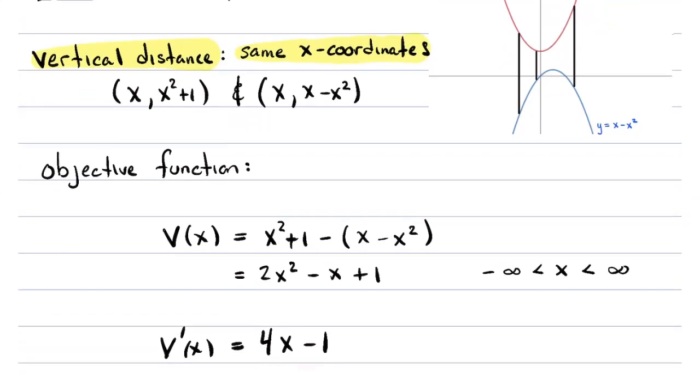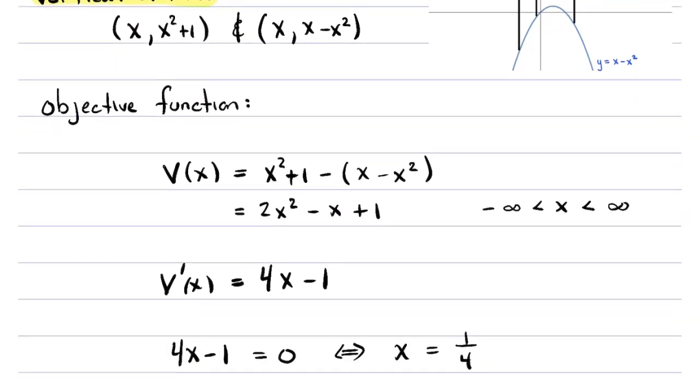4x minus 1 has no discontinuities. It's defined for all x, so I set it equal to 0. Find my critical values, and I see that there's exactly one critical value. One critical value. So if it gives me an extrema, that extrema is going to be global because there's only one. How do we see what kind of extrema it is?